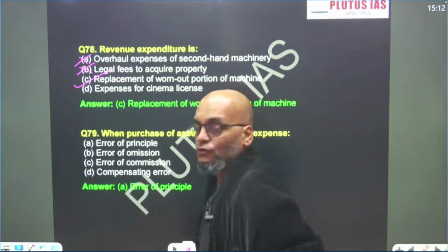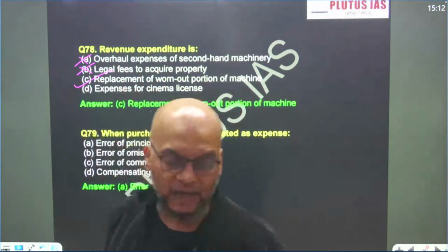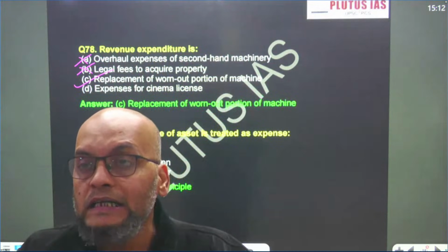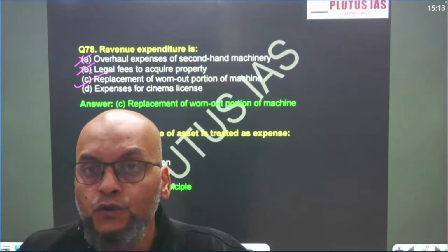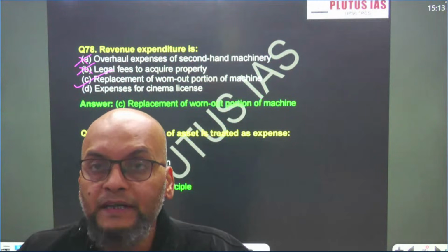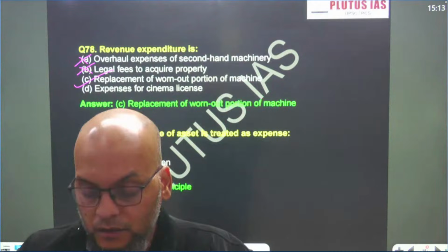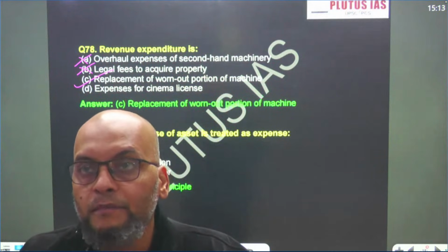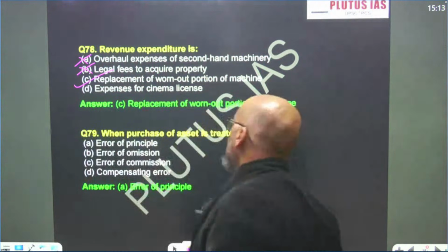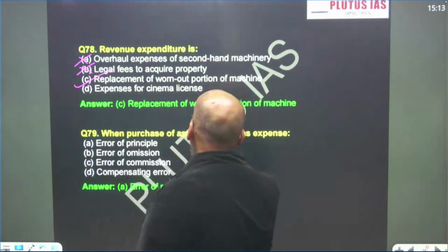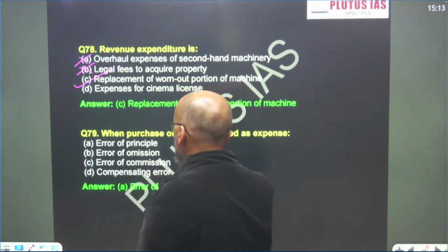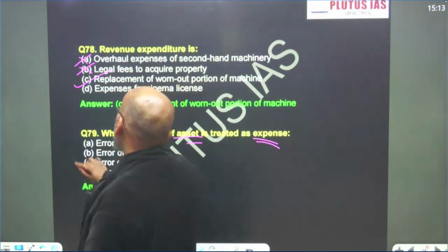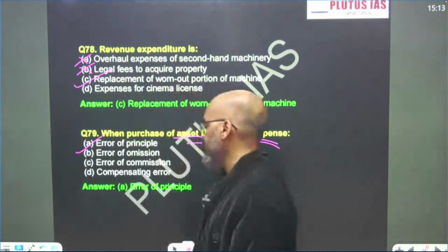Question 79. By the way, if you don't know, revenue expenditure is that expenditure which does not increase your asset, nor does it reduce your liability. When I say your, I mean the government: it does not increase the earning of the government, nor does it reduce the liability of the government. That is what revenue expenditure is. Anyway, when purchase of an asset is treated as an expense, this is an error of principle. Option A.